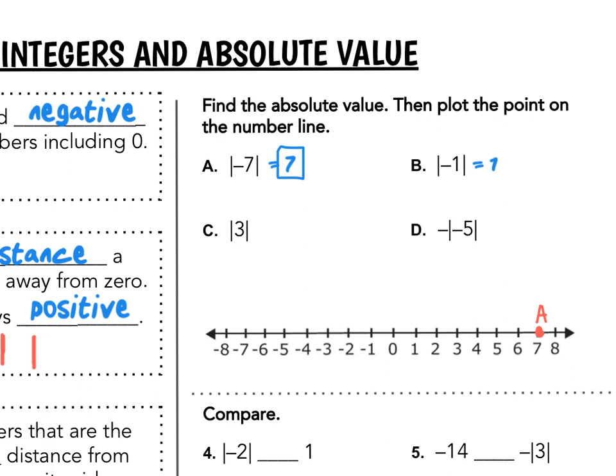Okay, so then we're going to box our answer, and then we're going to plot it at the bottom. On this number line, we have 1. We're going to put a dot at positive 1, and we're going to label it B.